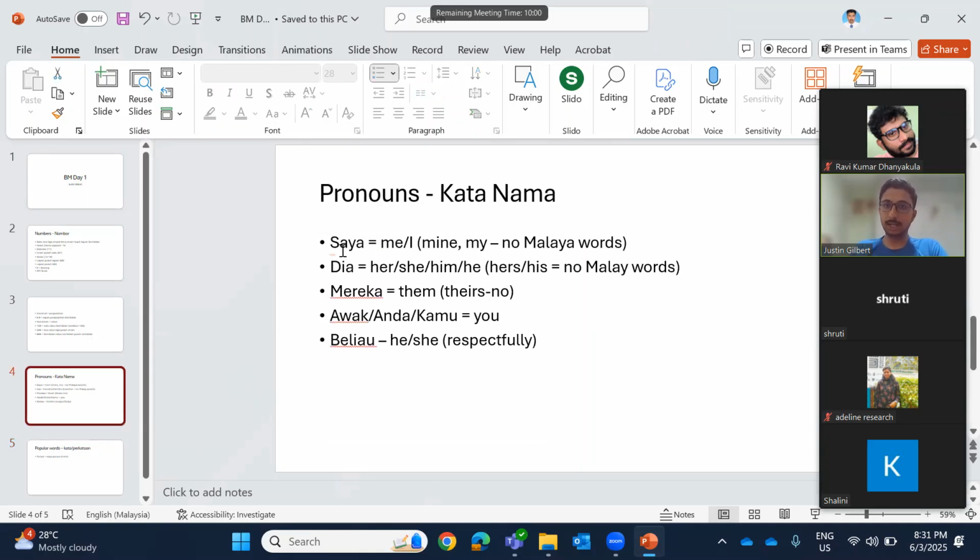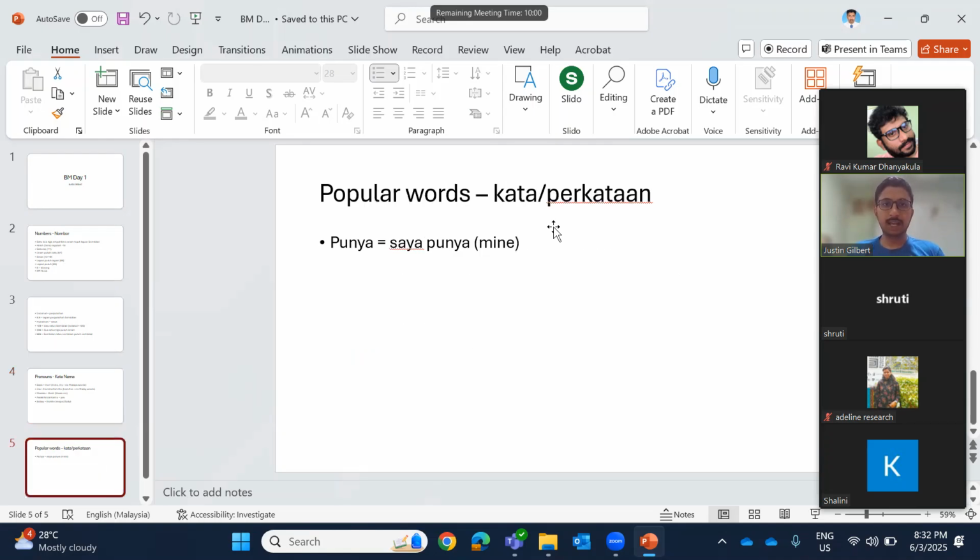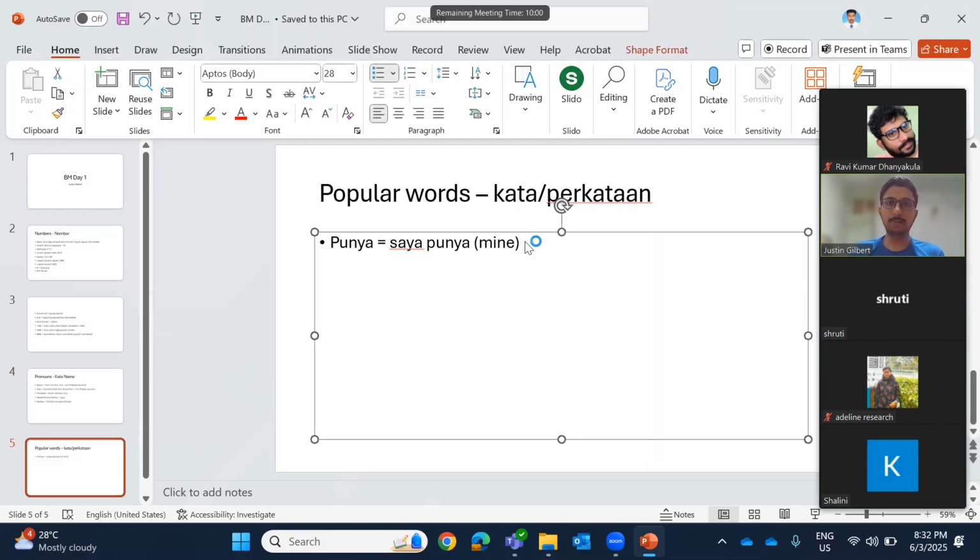So just remember punya and let's come here. I can say saya punya, mine. Dia punya, either his or hers. Mereka punya, theirs. Awak punya, yours. Beliau punya, maybe my dad's property or something like that. Okay, that's punya. And one more very popular word used to make sentences is the word sedang.